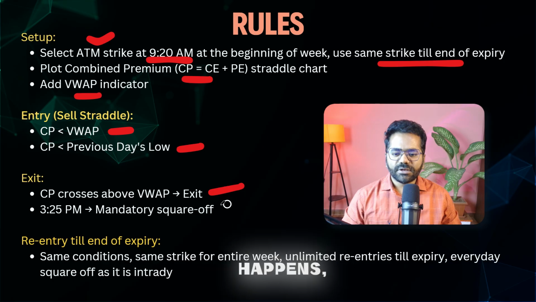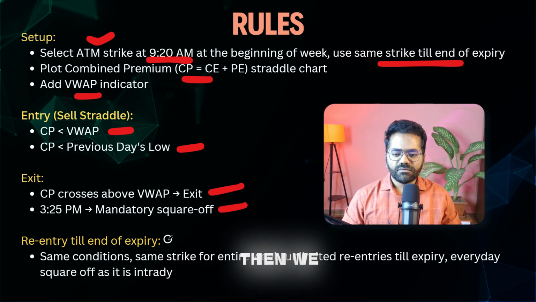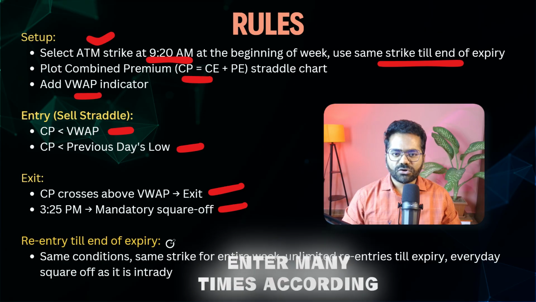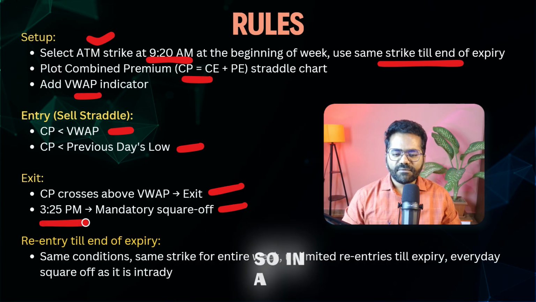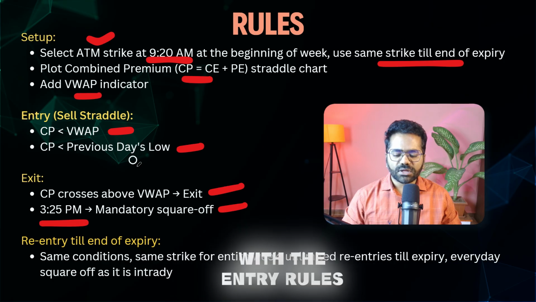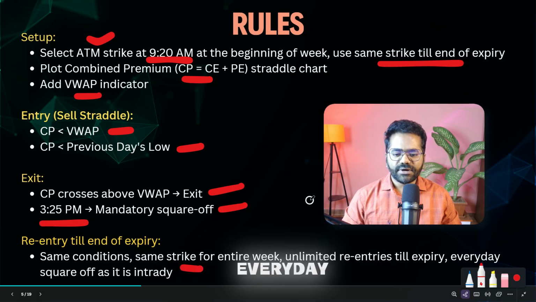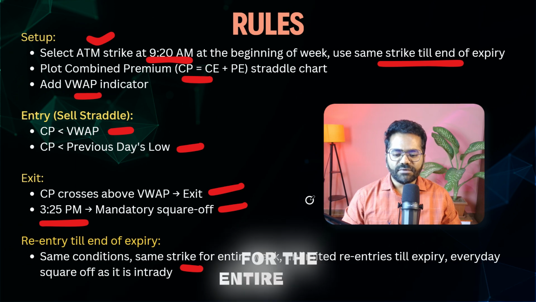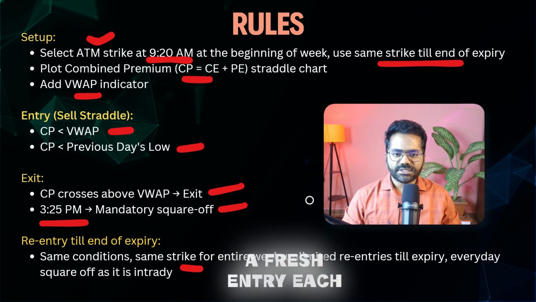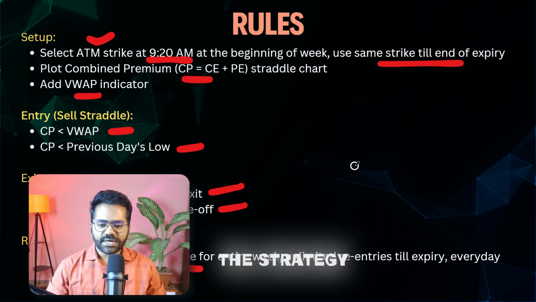And then if nothing happens, we exit the trade at 3:25. And then if we keep exiting the trade, then we can re-enter many times according to the original strategy. So in a way, we are doing an intraday strategy, but taking multiple entries with the entry rules and exit rules. And then we are going to use the same strike for each and every day for the entire week. But we are taking a fresh entry each morning and then closing by end of the day. I hope you understood the strategy rules.